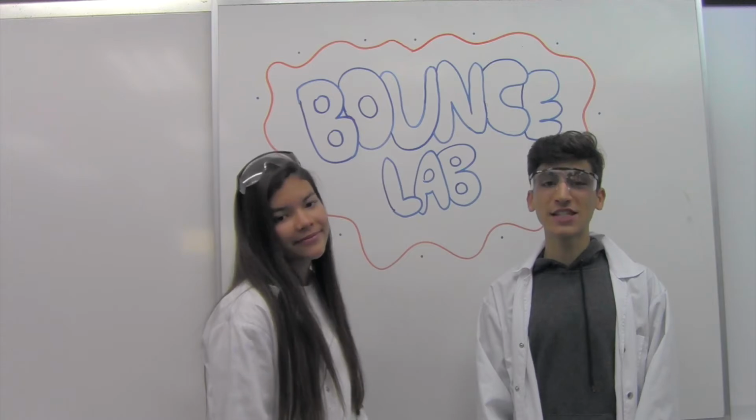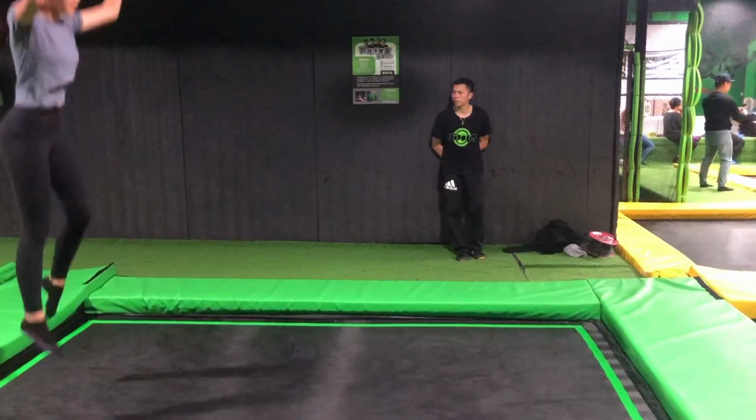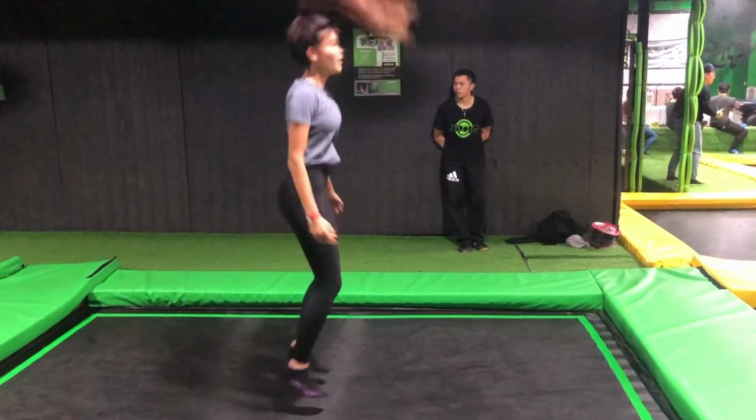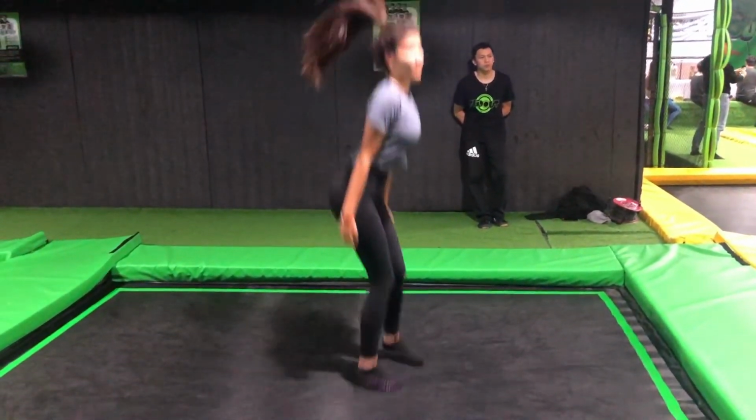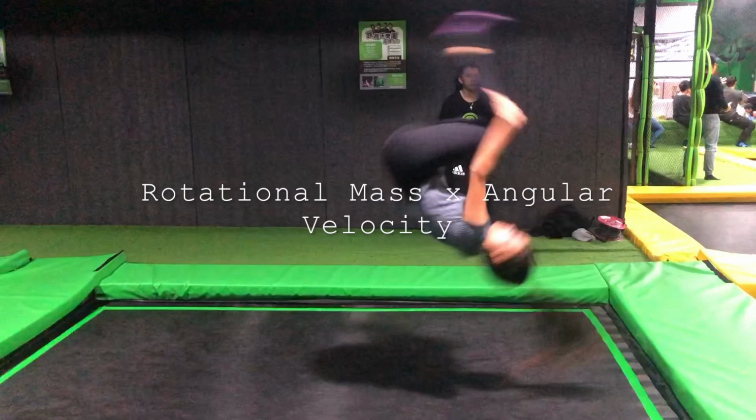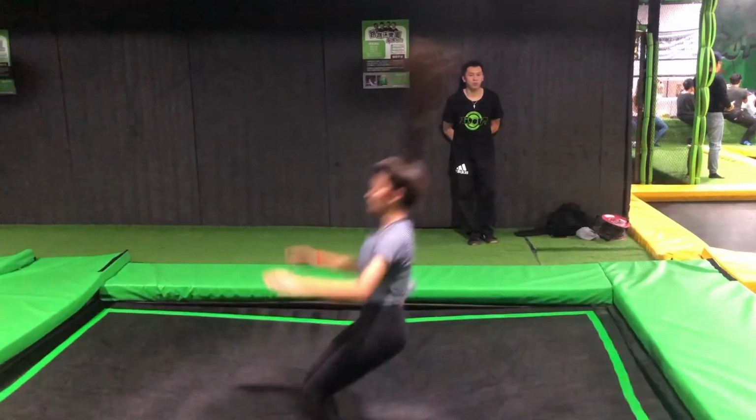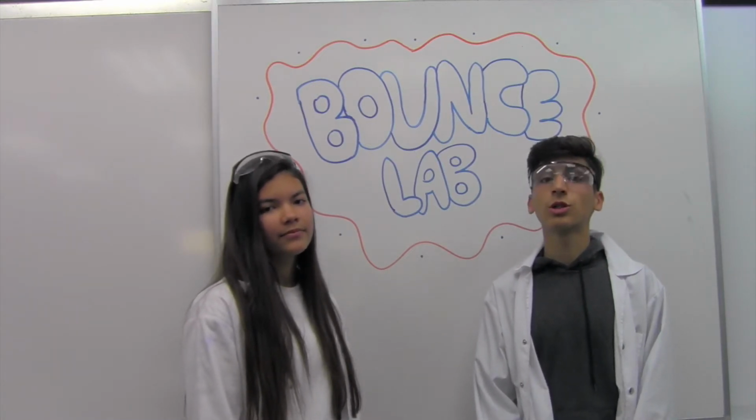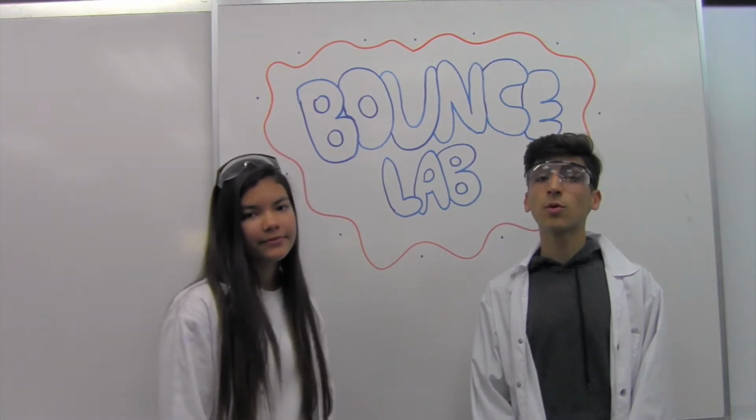Now we will show you the physics behind doing a flip. When you do a flip, you swing your arms to gain angular momentum before you jump. Angular momentum is very similar to normal momentum, but instead of being the product of mass and velocity, it is the product of rotational mass and angular velocity. The rotational mass, usually called the moment of inertia, depends on both the mass of the person and how the mass is distributed.